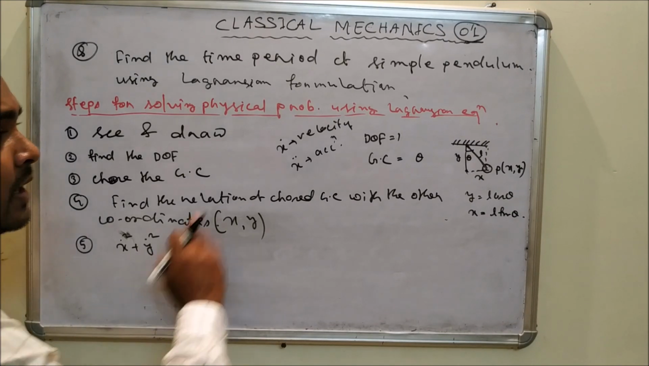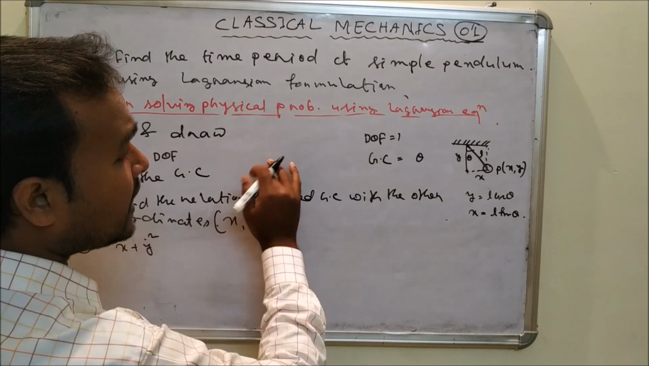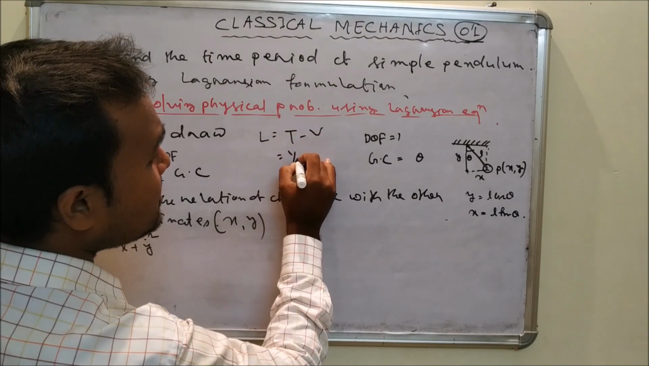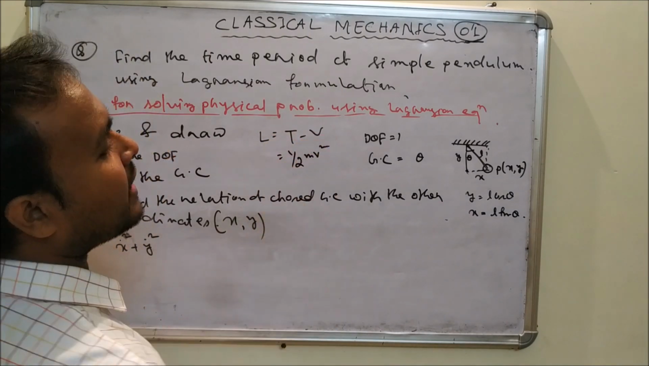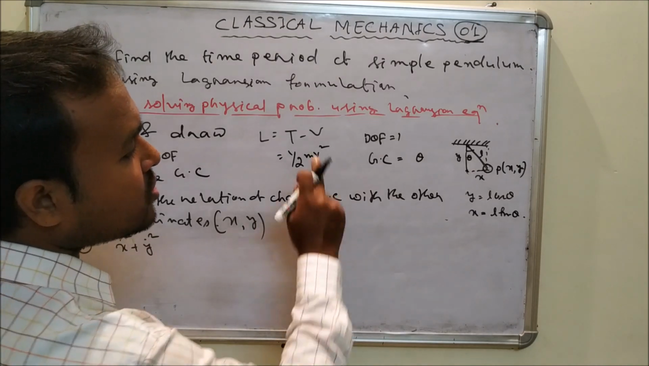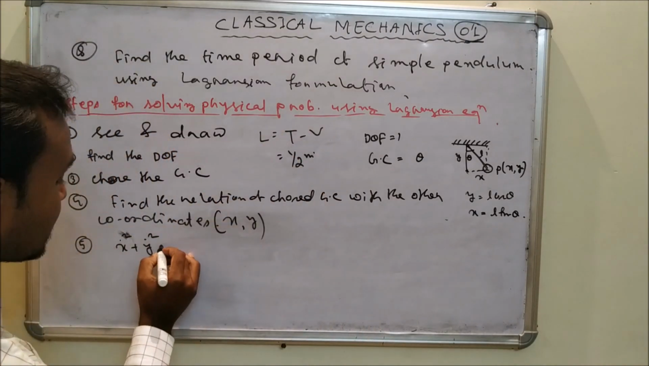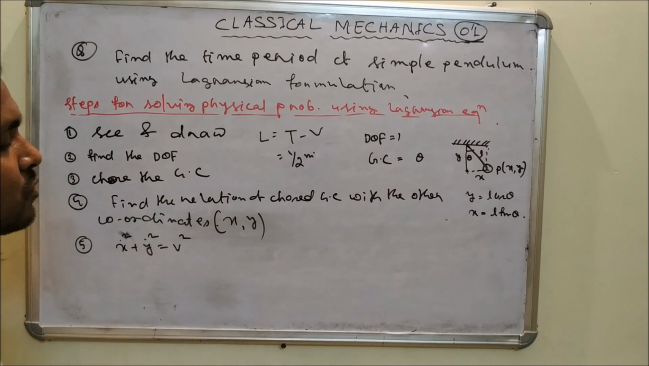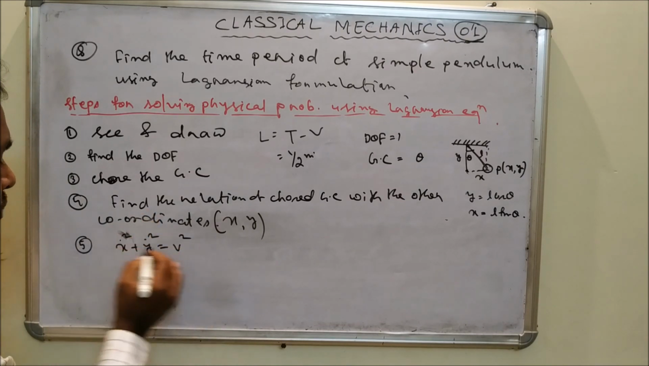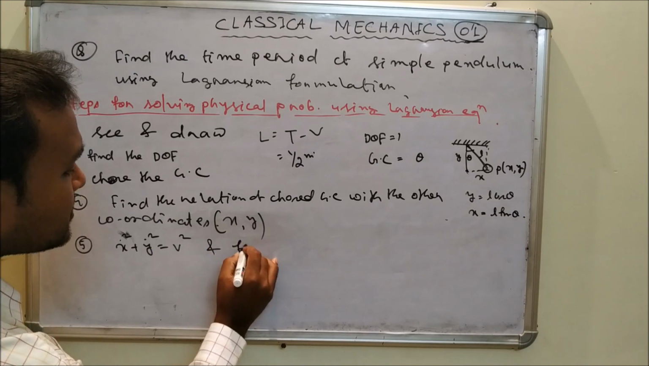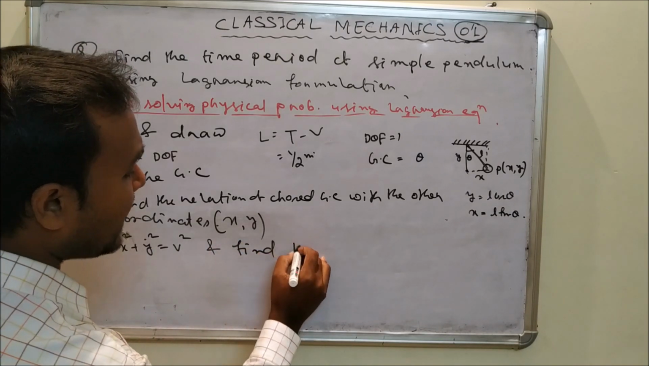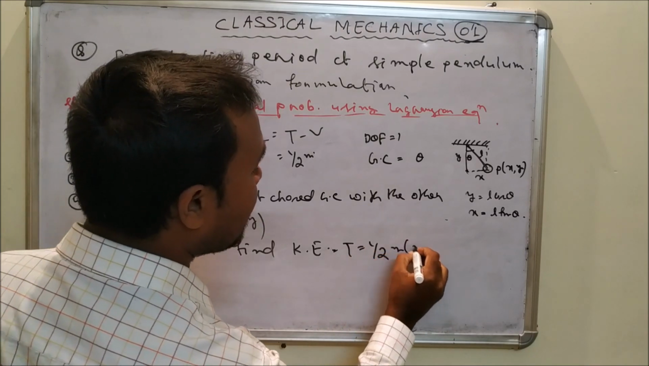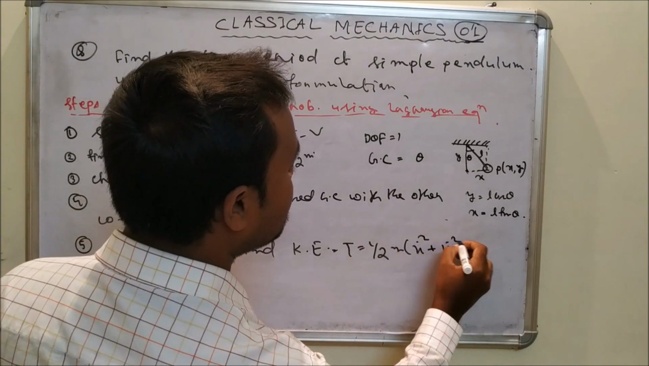Why are we going to find x dot square plus y dot square? Because first we have to find the Lagrangian, and Lagrangian equals T minus V, and T is half of m v square. So this v square means x dot square plus y dot square. Once I have v square, I can find the kinetic energy, T equal to half of m times x dot square plus y dot square, right?